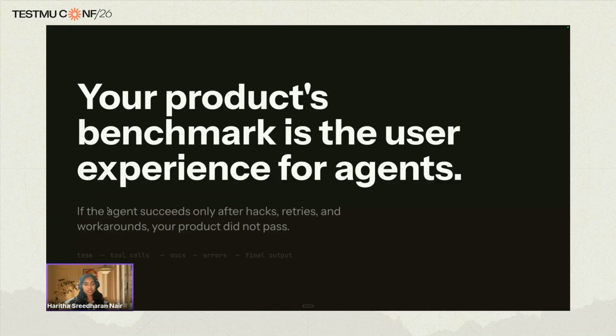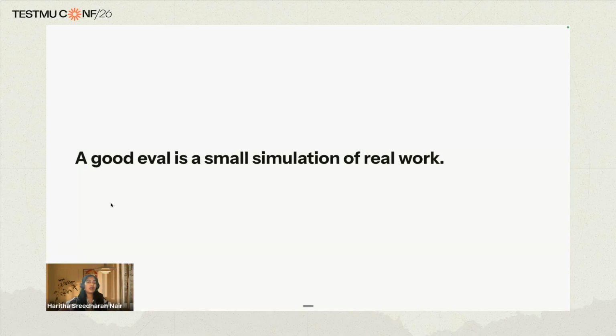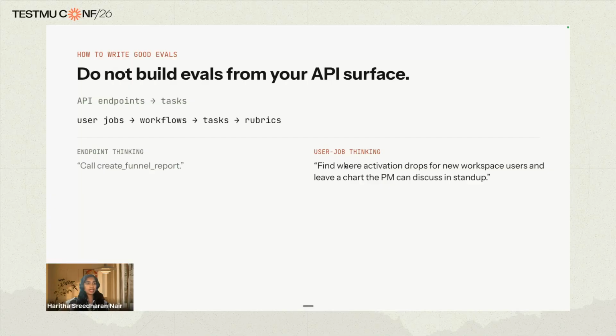If you're building your own agents and it took 6 different tool calls to get a simple answer for a user, that's not good. Just saying that the final answer was accurate doesn't mean that it was an actual pass and the agent was optimal enough. Now, what does a good eval mean? A good eval is just a simulation of real work in a small unit. So it's almost like a unit test. The first way to write good evals is to not build evals from your API surface.